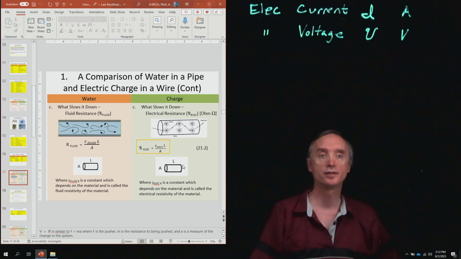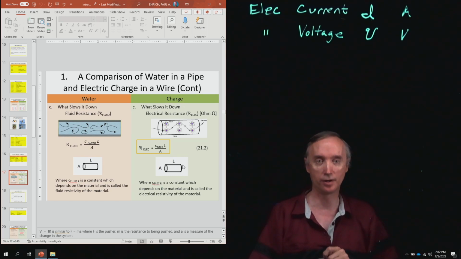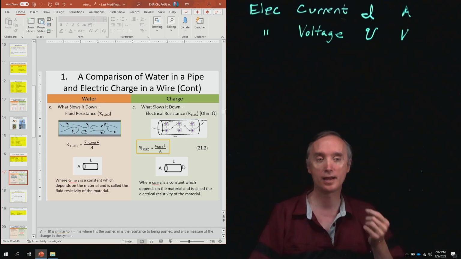So to summarize, now we know that electrical current, which is abbreviated by a capital I and has the metric unit of amps, is going to be the flow of electricity in a wire. And now we know that electrical voltage, which is going to be abbreviated by a capital cursive V and has the metric unit of volts, is going to be the pusher of the electricity in the wire.